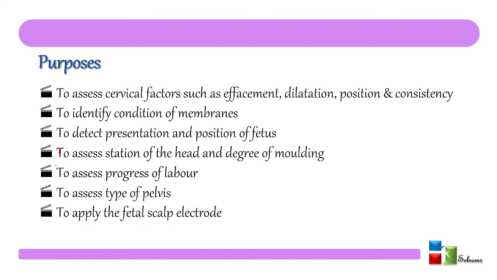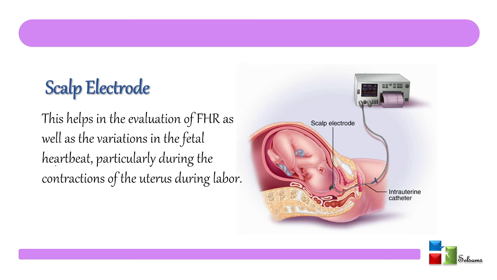And to apply the fetal scalp electrode, this you should know. Nowadays it has been avoided because it's an internal procedure. So when there's a rupture of membranes, they will insert this wire and attach it on the scalp just to check the fetal heart rate. And there will be one more wire inserted, and that indicates the uterine contractions.